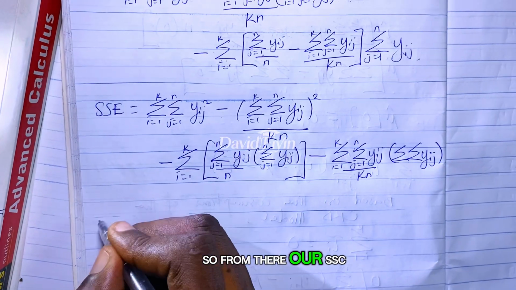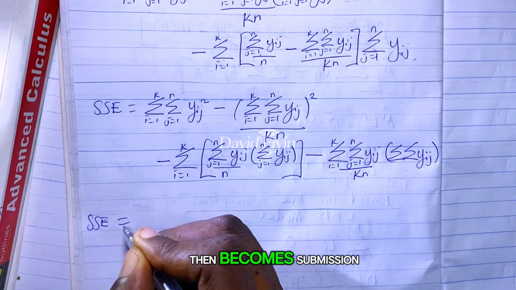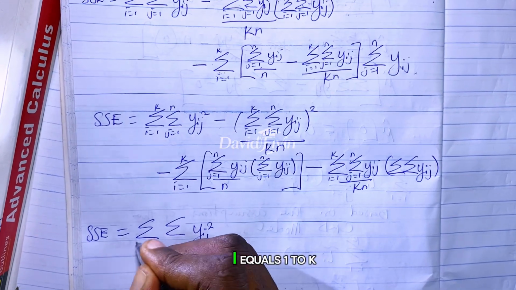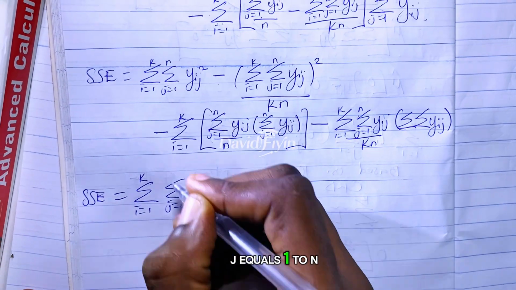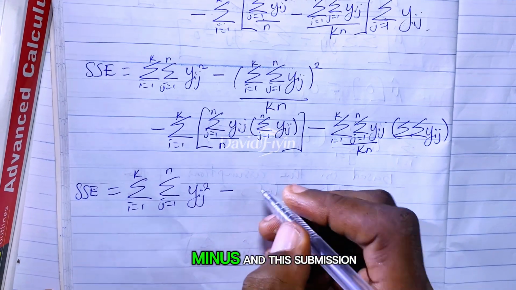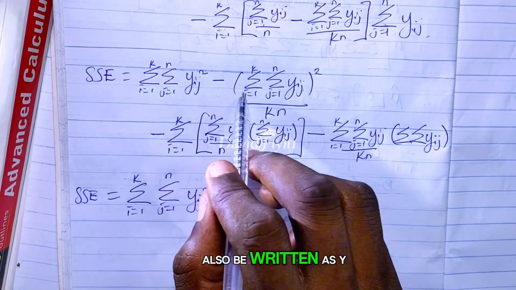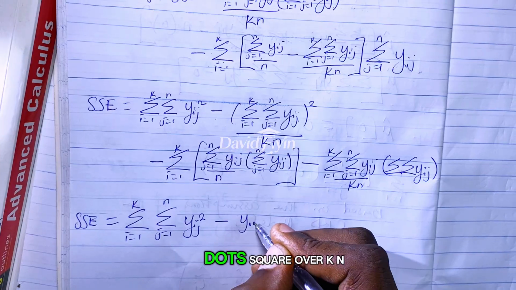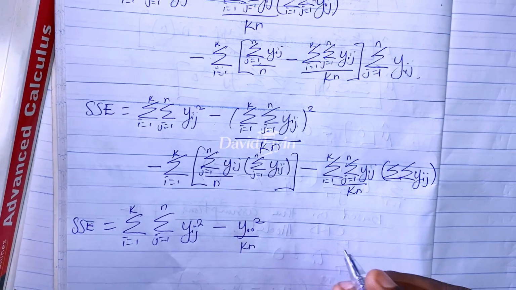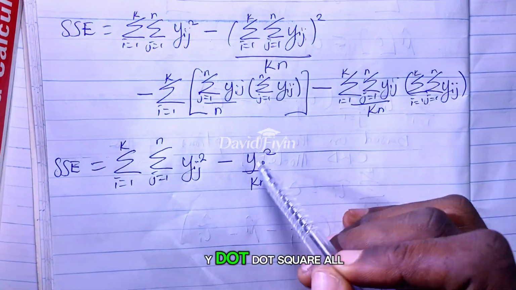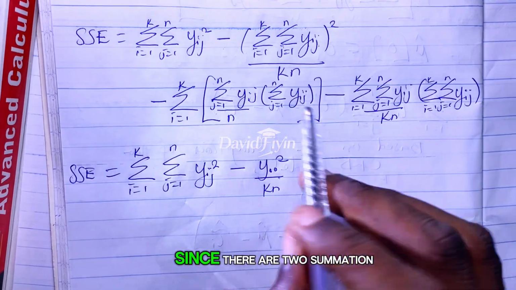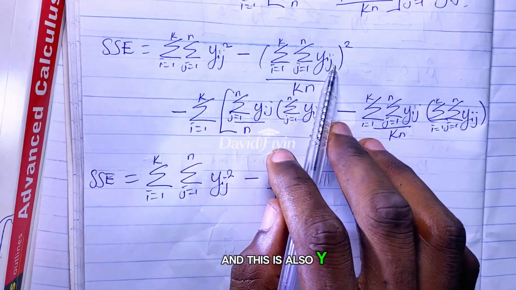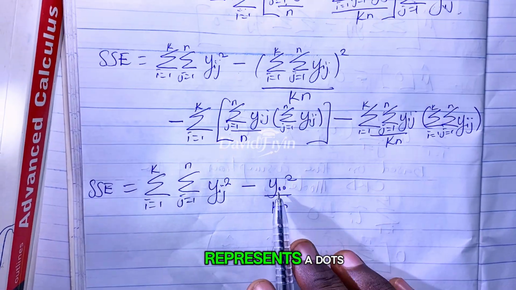So from there, our SSE then becomes summation y_ij squared, i equals 1 to k, j equals 1 to n, minus, and this summation y_ij can also be written as y dot dot. That has already been explained in our last video. So we have y dot dot squared over kn. This is going to be y dot dot squared all over kn, since there are two summations here, and both summations are over i and over j, and this is also y_ij. So each sum represents a dot.